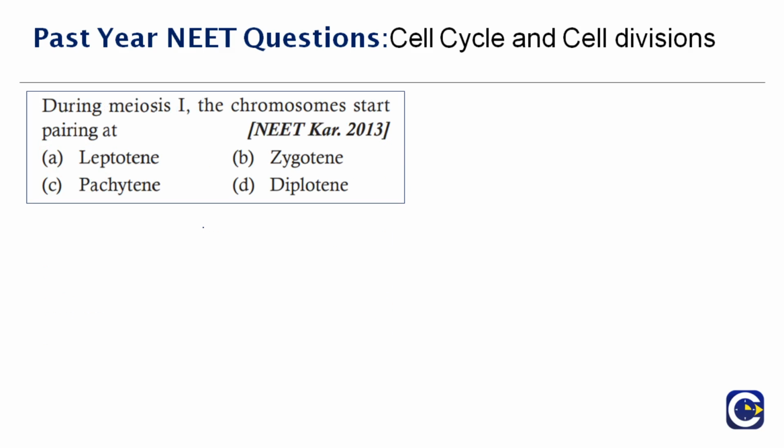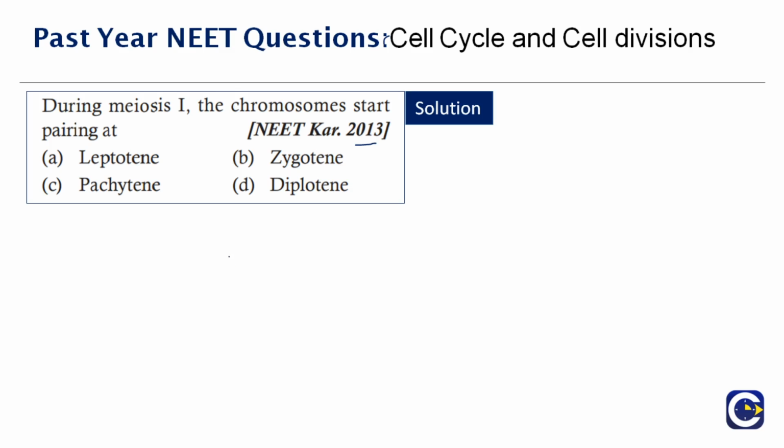Okay, now let's move to the next question here. This question was asked in the year 2013. During meiosis I, we all know meiosis will happen as 2 parts, meiosis I and meiosis II, right? Fine. During meiosis I, the chromosome starts pairing at dash. Whenever we talk about pairing, you have to remember one thing. The pairing that they talk about is in resemblance to the homologous chromosomes. And when we talk about homologous chromosomes, we all know we are talking about zygotene. Okay. During zygotene, the substage of the prophase I, that is, we are talking about the meiosis I now.